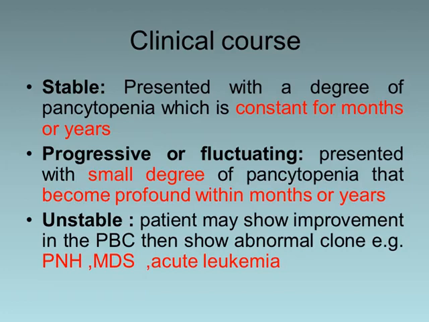The clinical course is either stable, in which the patient presents with a degree of pancytopenia which is constant for months or years; progressive or fluctuating, presenting with a small degree of pancytopenia that becomes profound within months or years; or unstable, in which the patient may show improvement in the red cells, then show an abnormal clone such as paroxysmal nocturnal hemoglobinuria, myelodysplastic syndrome, or acute leukemia.